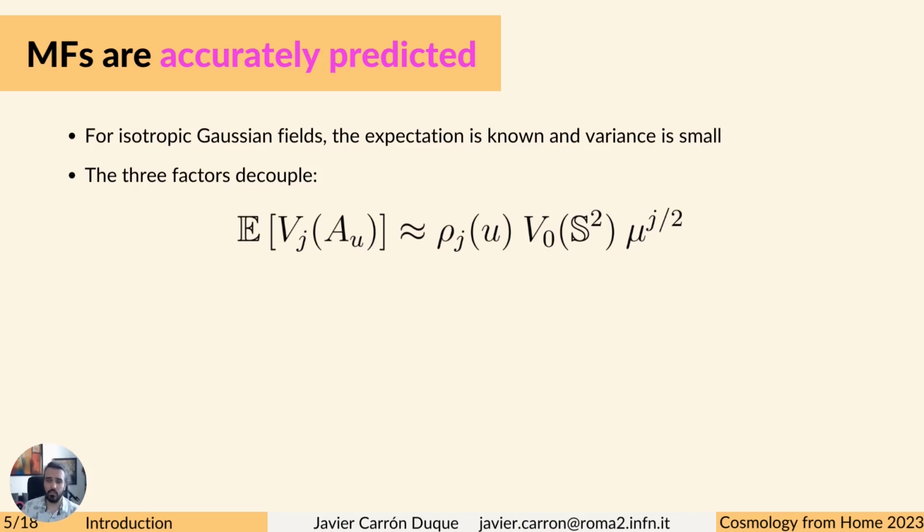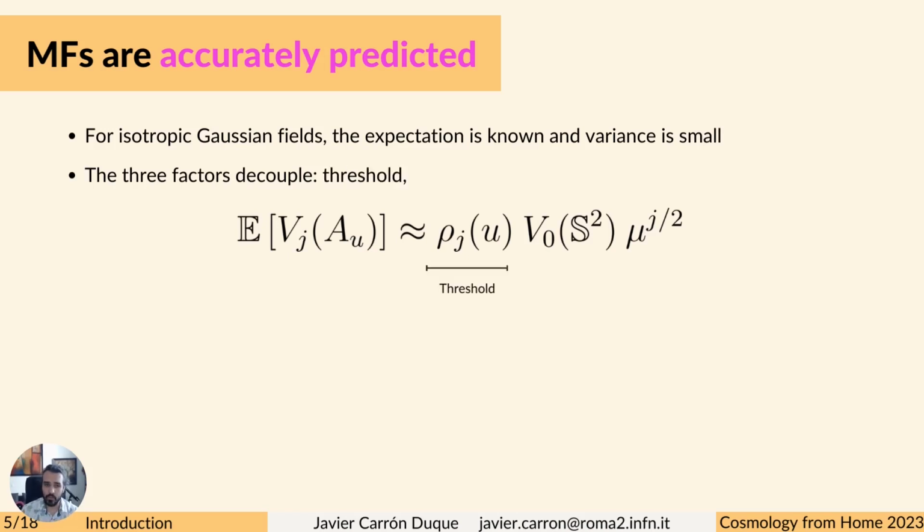Now, I'm not going to enter into the mathematics of why this is the case, but I just want to show that the formulas are actually very simple. So the expectation value is just a multiplication of three independent factors. The first one depends on the threshold, on u. It's not the same if we compute these quantities at 2 sigma, at 3 sigma, at 0. The values are different, but we know the exact behavior with threshold. We know these functions.